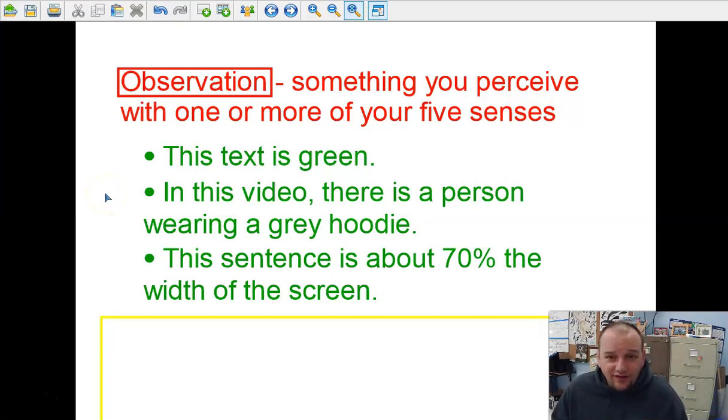We can use other senses to make observations too. Maybe the desk in front of you is cold. Maybe you smell a little bit of a smoky sense because of the air today. Whatever it is, we can add our other senses as well. But observations are inarguable things that we perceive with our senses.